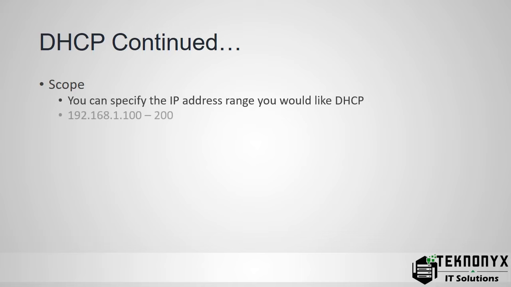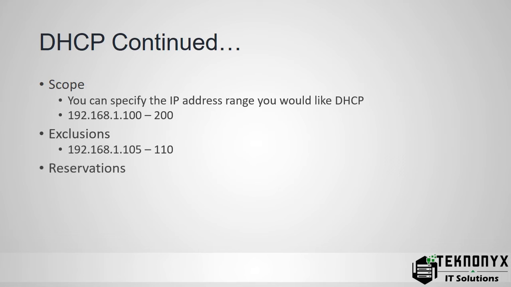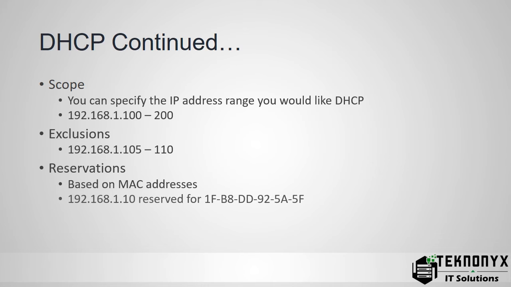DHCP works very similar to how our hotel works. Administrators may specify the range or scope of IP addresses that are to be supplied by DHCP, as well as excluding or prohibiting certain IP addresses from being assigned to clients, just like our hotel clerk did for repainting the rooms on the top floor. You may also set reservations for specific computers. You could reserve the IP address 192.168.0.10 for the MAC address of the server ITFDC01.